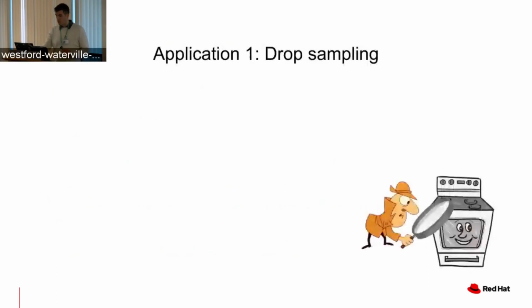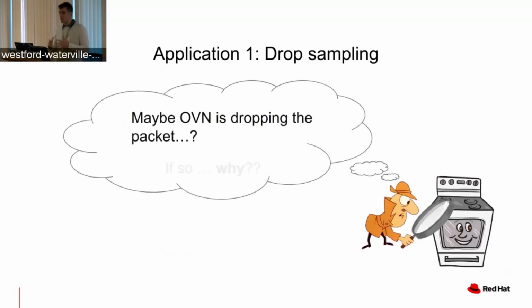So, two applications of this. First application is drop sampling. It's basically trying to answer these questions that we've all had. Is OVN dropping my packet, and if so, why? When we ask ourselves this question in a running cluster, it's typically rather complicated.